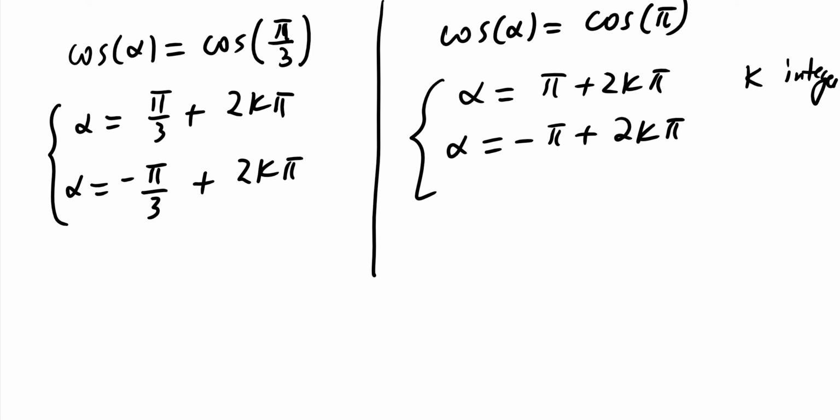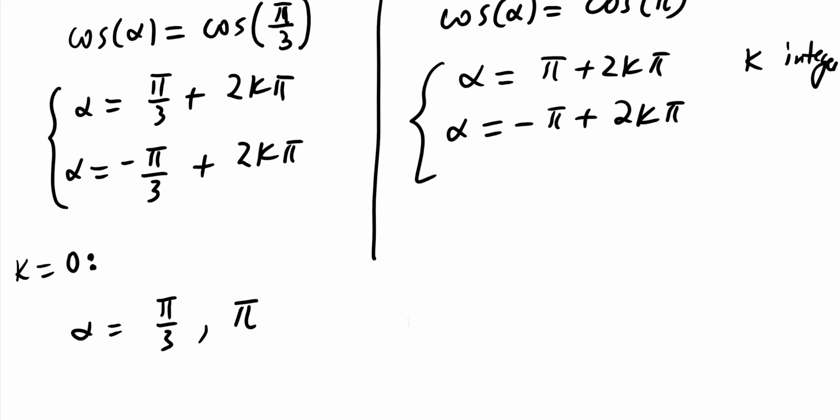And let's finish this up. We need to pick k equals 0. What do we get for the first one? Pi over 3 works. Negative pi over 3 doesn't work. On the right side, pi works, but negative pi doesn't work.